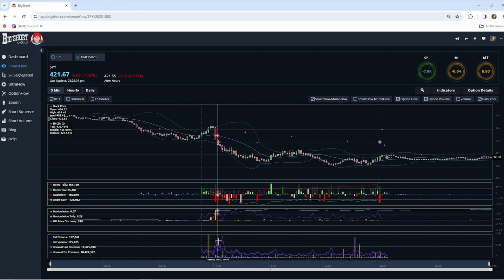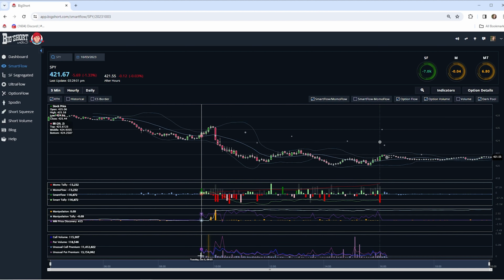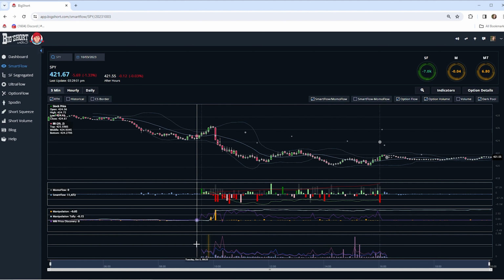Finally, the last panel here is option flow, where you can find call and put volume, shown as blue and purple lines, and unusual option activity, like sweeps, splits, and blocks, which are shown as these purple and blue bars, as well as golden, bronze, and gray sweeps.